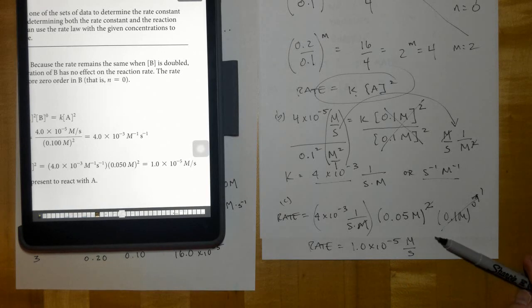All right, that's one example. The next video will have a second example of doing the exact same thing.